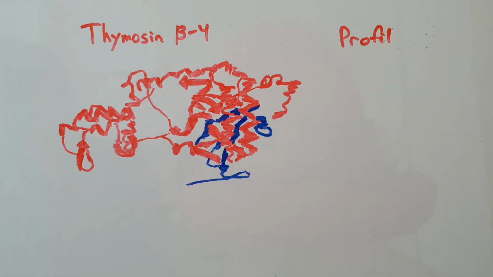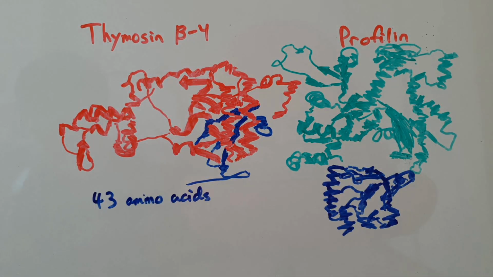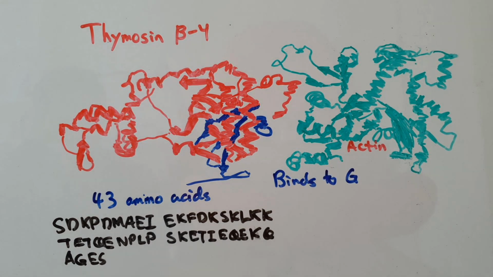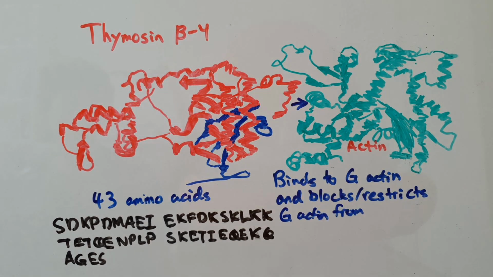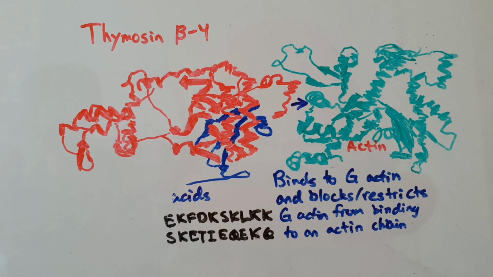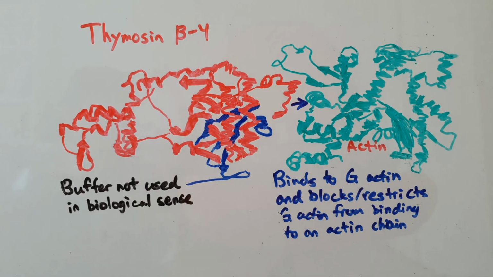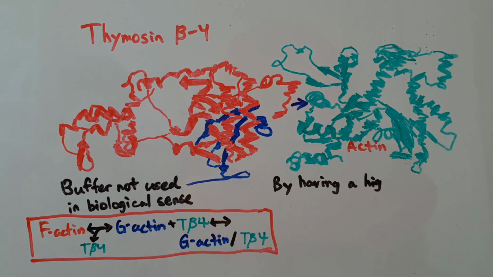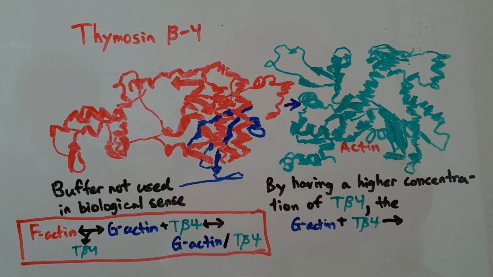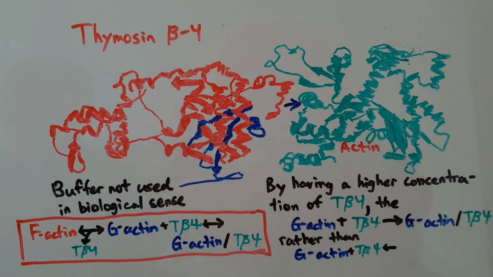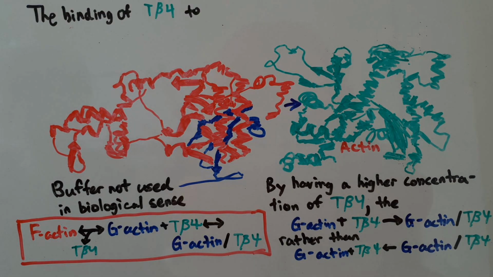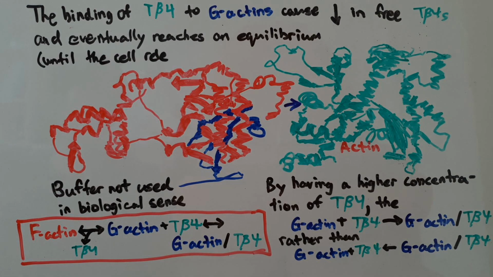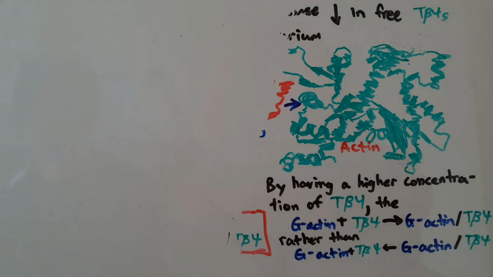Thymosin beta-4, a peptide, and profilin, a protein, are the two main regulators of F-actin creation. Thymosin beta-4 can bind to the G-actins and act as a buffer, restricting the binding of the affected G-actin monomer to the chain. This happens through the equilibrium equation here, where a higher concentration of thymosin beta-4 would cause more G-actins to bind with the thymosin beta-4, correspondingly decreasing the concentration of F-actins.